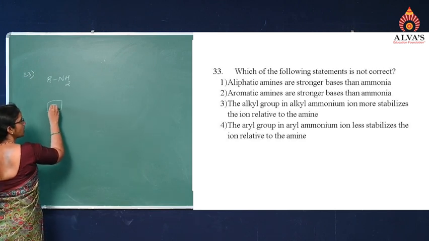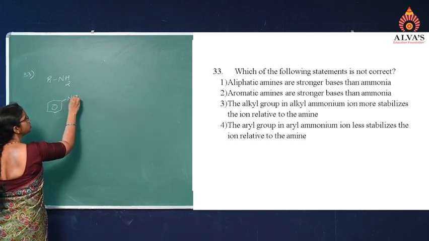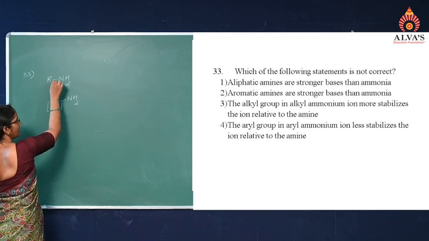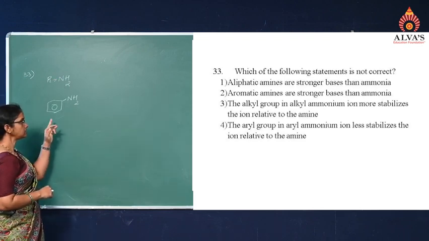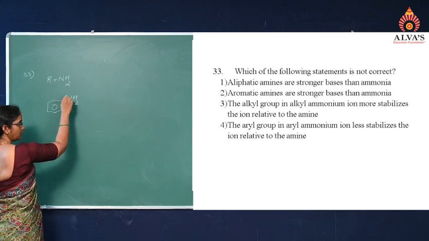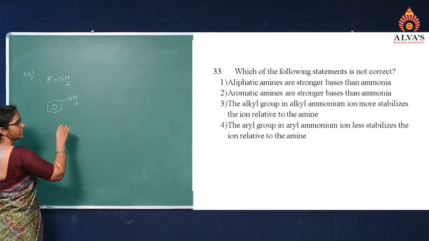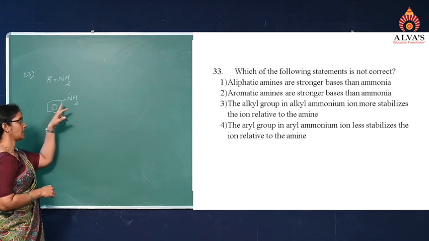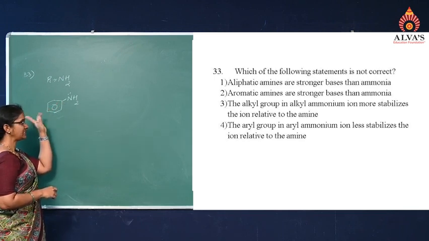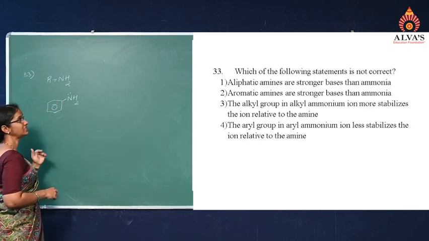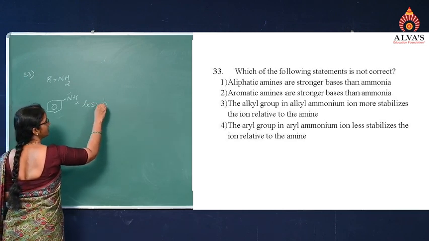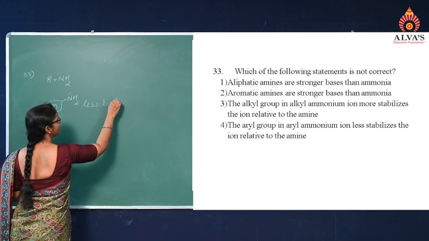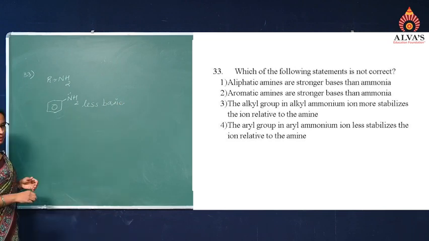In aromatic amines, NH2 group is directly attached to benzene ring. And since it is directly attached to benzene ring, we have learned that the lone pair of electrons available on nitrogen are used up by the benzene ring during resonance. Hence, they are not easily available. As a result, they are less basic, whereas option 2 says that it is more basic. Hence, option 2 is not correct.